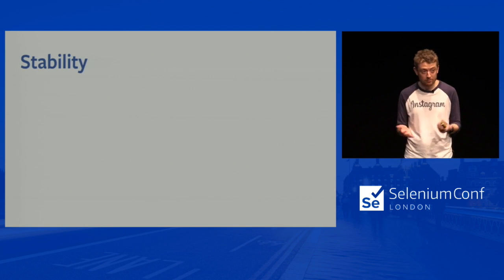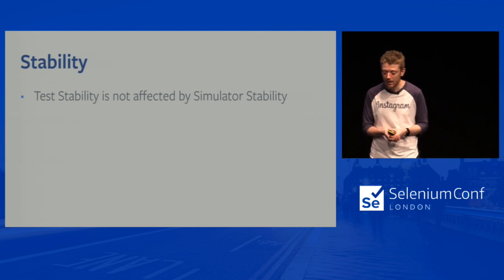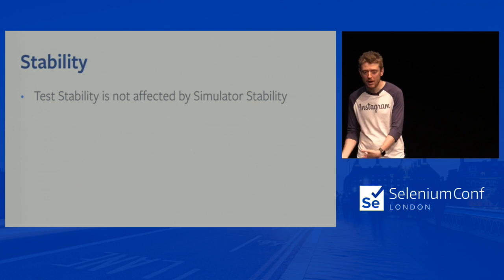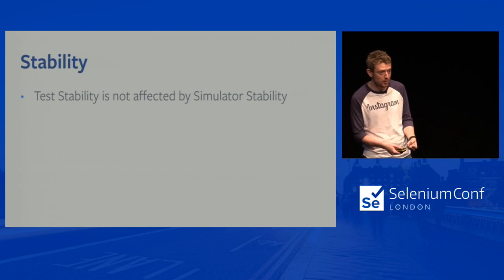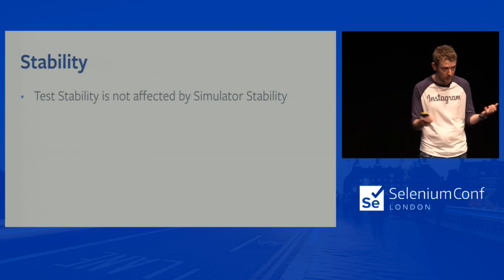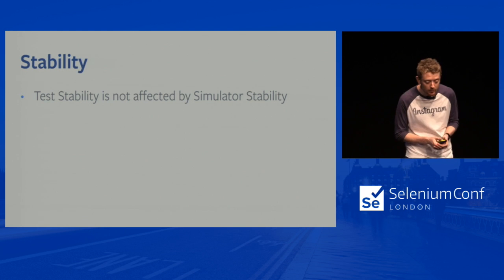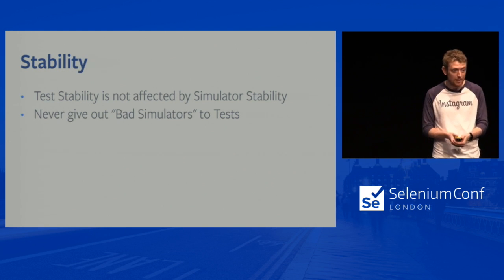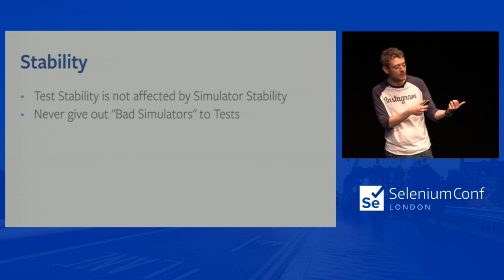So let's have a look at the overview of stability here. Test stability is not necessarily affected by simulator stability. That's a really nice property to have, especially if simulator instability is a common cause of test flakiness. We can remove that entirely. We never give out bad simulators to tests. Maybe a simulator says it's booted, but there are some other issues. We can also check those before handing them out to tests.